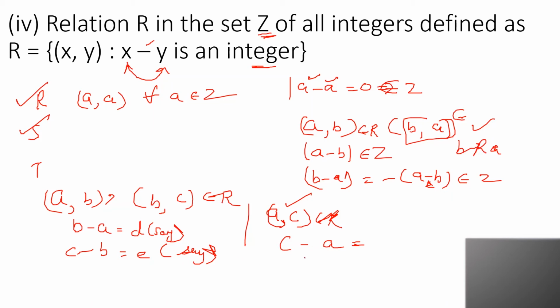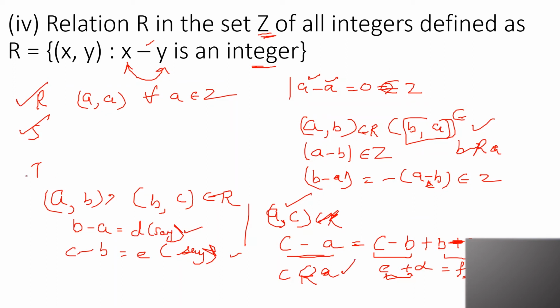What is c minus a? We need to find c minus a. For this we add and subtract b. We have c minus b equal to e, and b minus a equal to d. If we add two integers, definitely we get some integer. f is also an integer. It means c minus a is an integer, so a is related to c. Here, yes, it is also transitive.